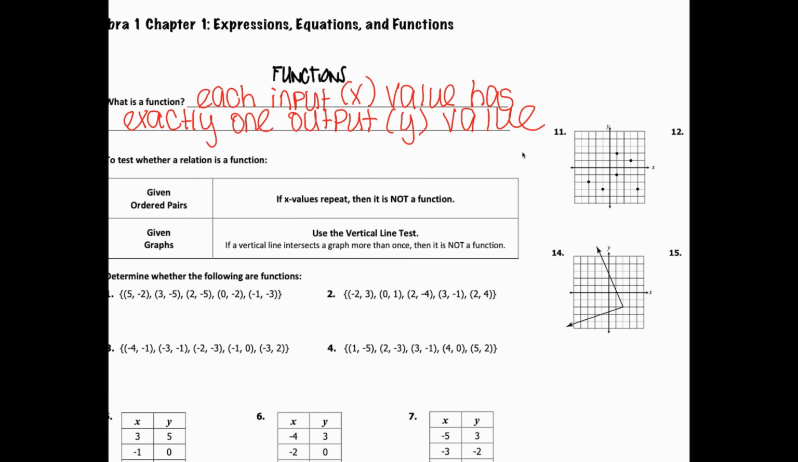So when you're given just a list of ordered pairs, if there's any x values that repeat, then it's not a function, because then you have some input values that go to more than one output value. When you have a graph, if a vertical line intersects a graph more than once, then it's not a function.